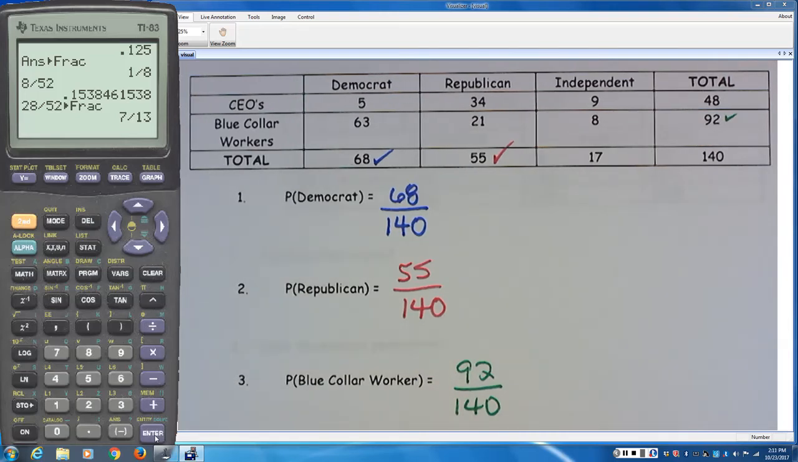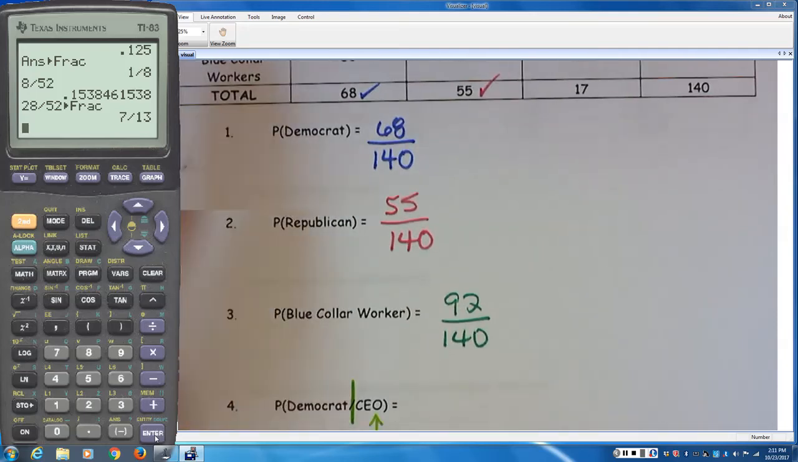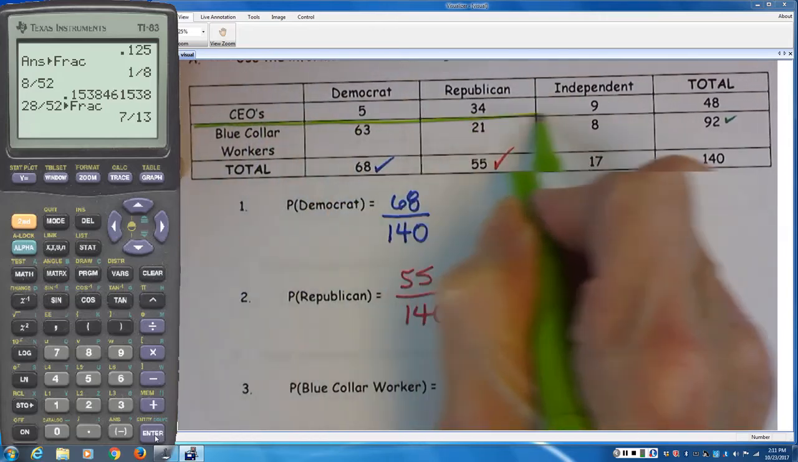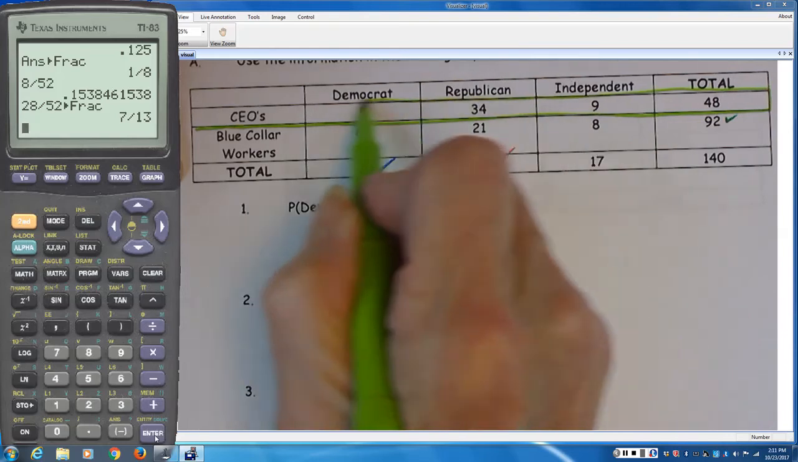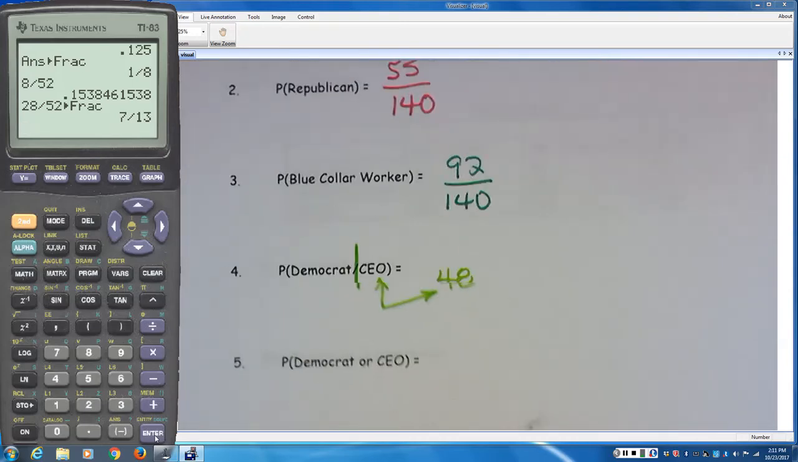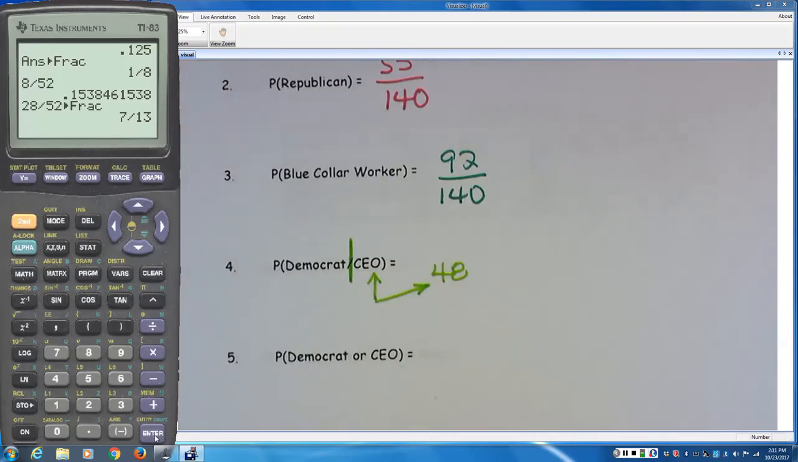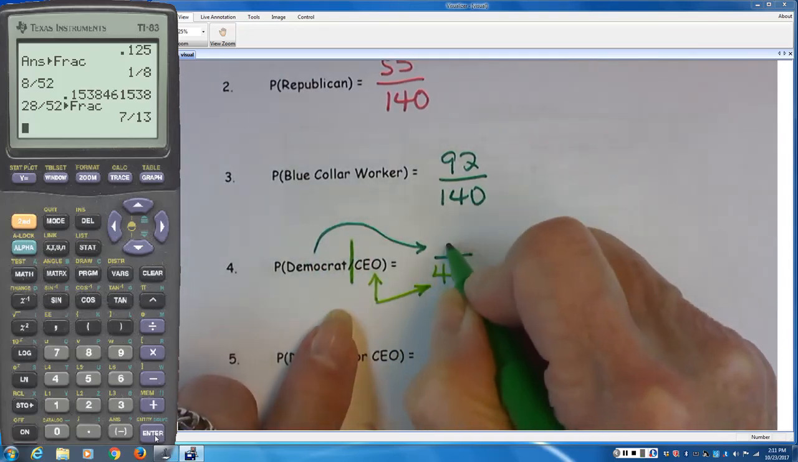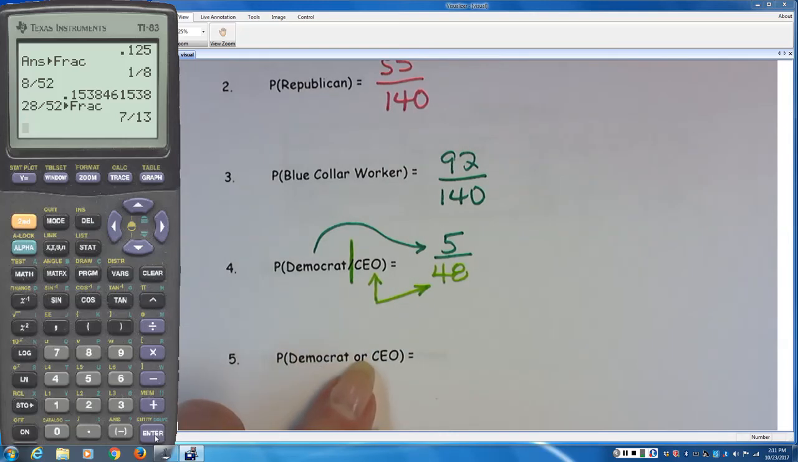Now this next one, we need to be careful, because it says find the probability given that the person we choose is a CEO. So we're looking at CEOs only. So yes, 48 people are CEOs. And of those 48 people, 5 of them are Democrats. Okay?